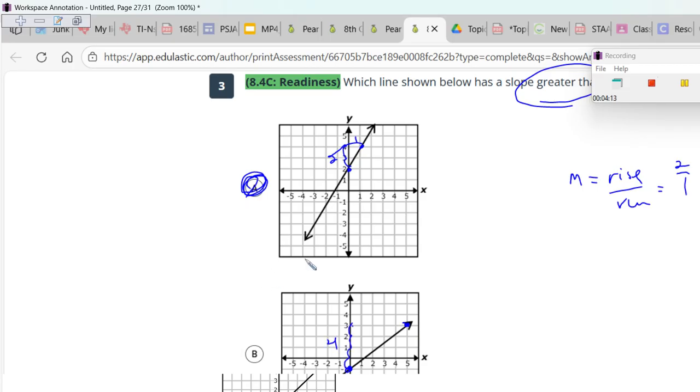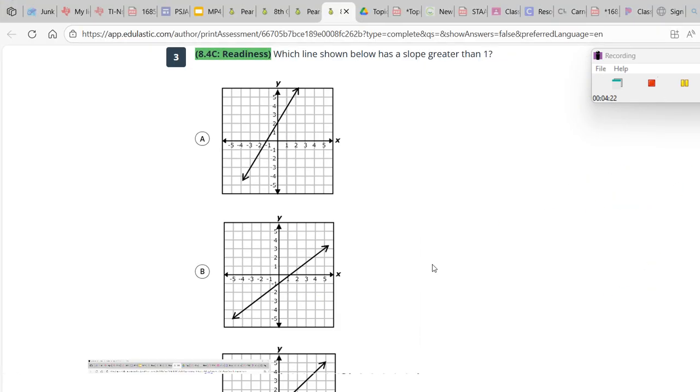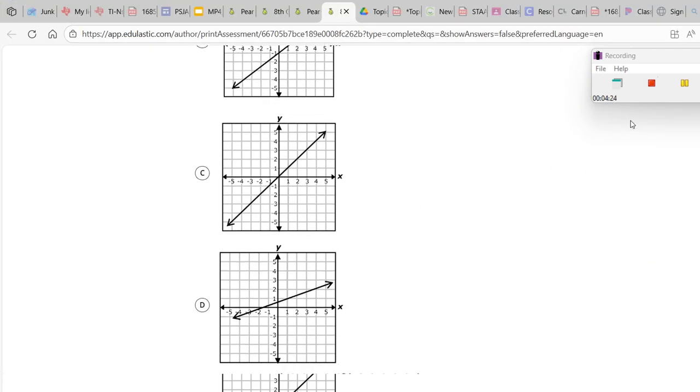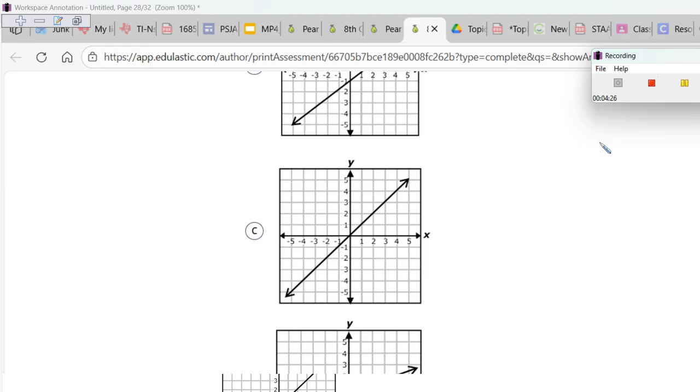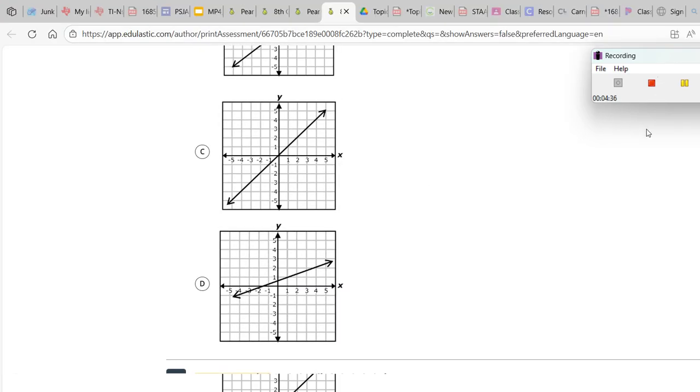Run 1, 2, 3, 4, 5. That'll be a rise of 4, run of 5. That'll be 0.8. Not greater than 1 at all. Let's check over here. That point there, that point there. We go rise 1, run 1. That's 1 over 1, which is equal to 1. They want it to be greater than 1. Oops, messed up.